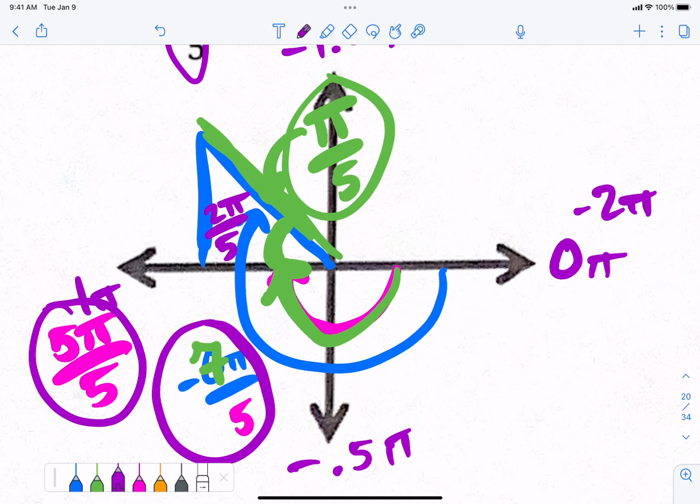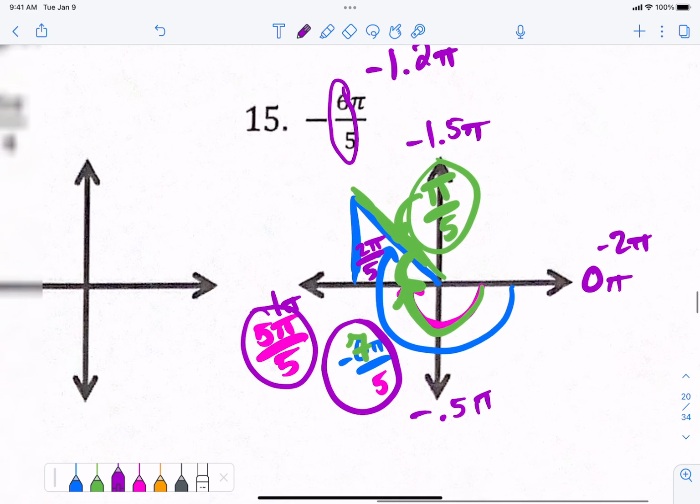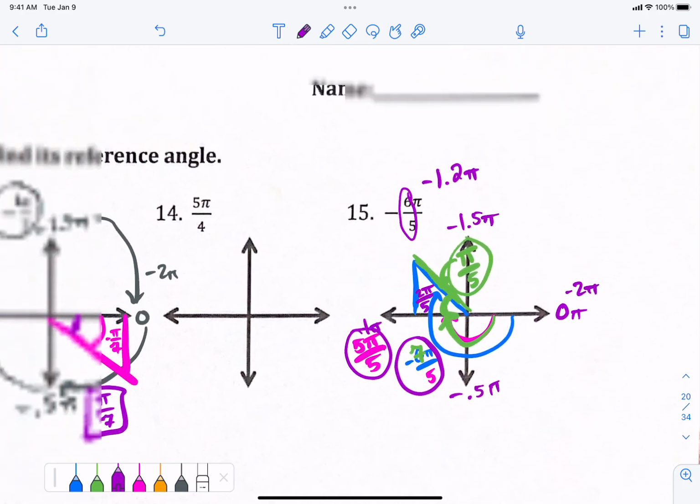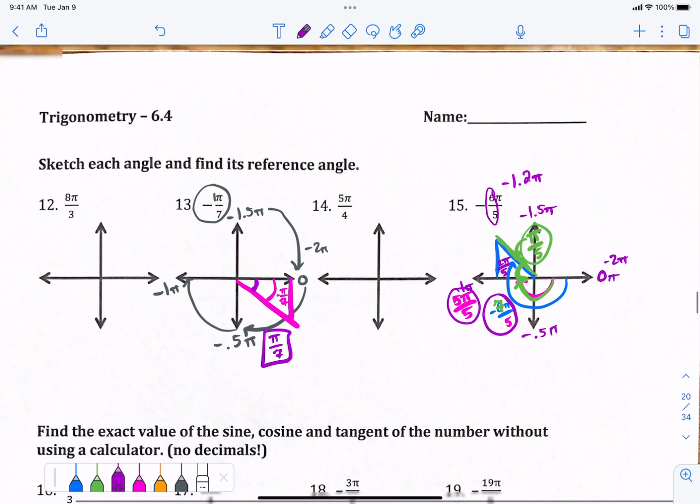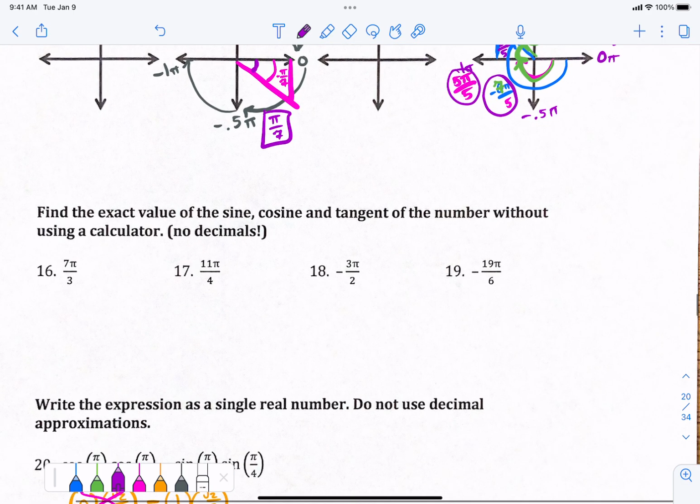Okay, reference angle is kind of hard. Okay, what else you got? Just wait, and I'll get to you. I just want to finish recording. Okay. Trig, anything else? Anything else?